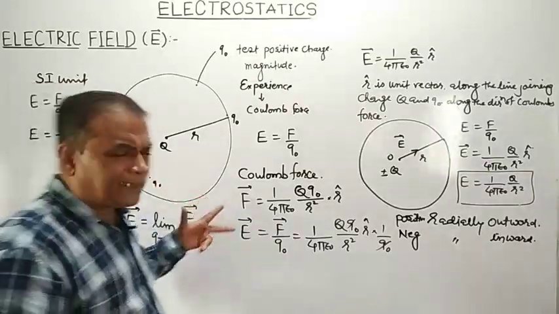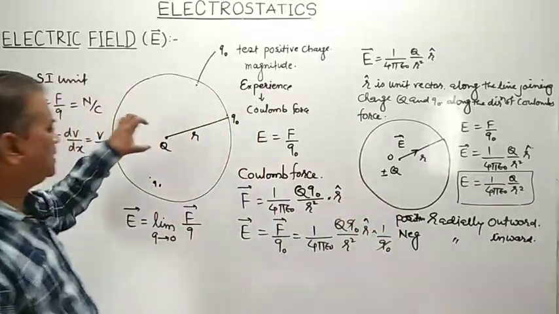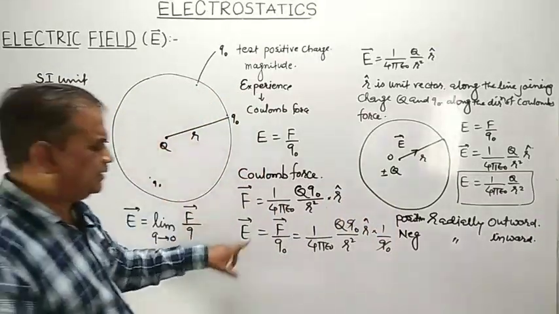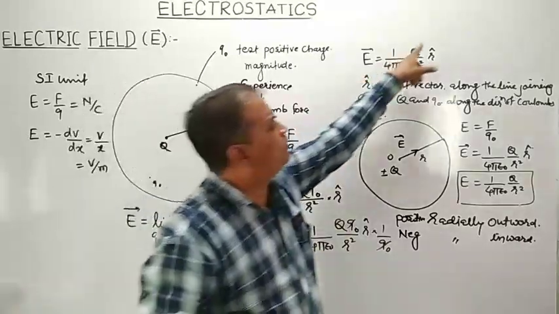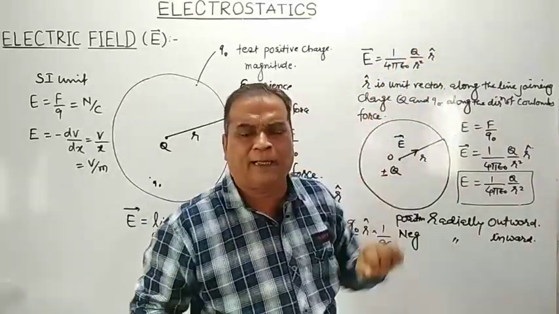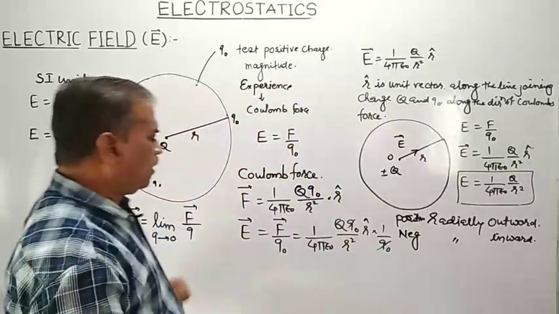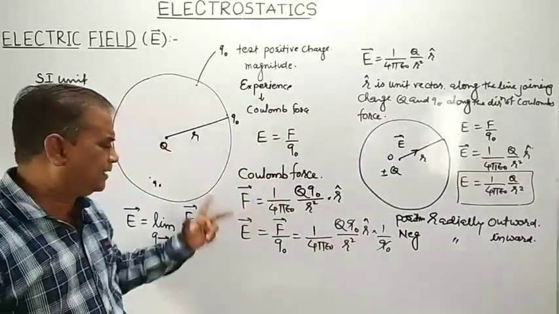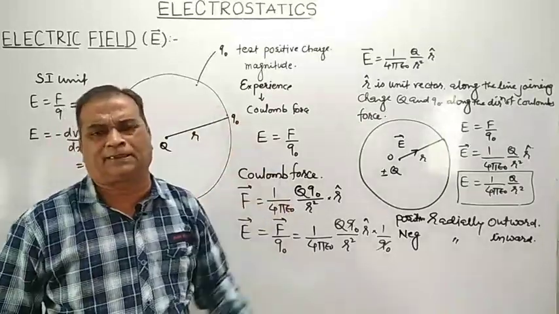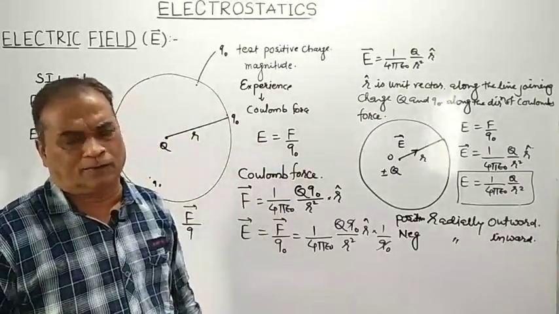So the electric field due to charge q at a distance r is given by F by q0, 1 upon 4 pi epsilon 0 q divided by r square into r cap. Remember, because Coulomb force is a vector, electric field is also a vector, and the direction of electric field is same as that of what? Direction of Coulomb force.